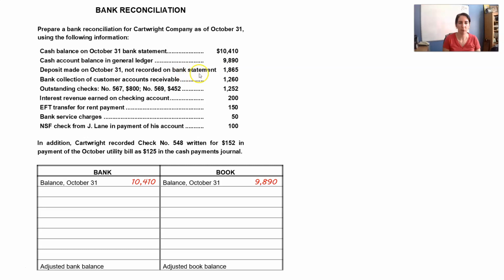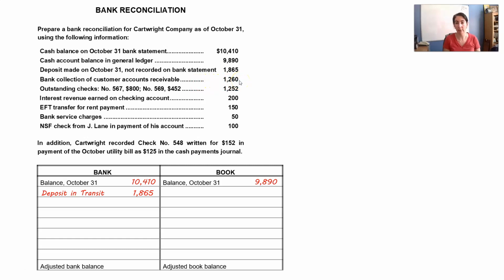Deposit made on October 31st, not recorded on the bank statement. Like I said, who doesn't know? The bank doesn't know that the deposit was made, so I need to update the bank's records. Deposit in transit, 1865. I made the deposit, I know. The bank doesn't know.